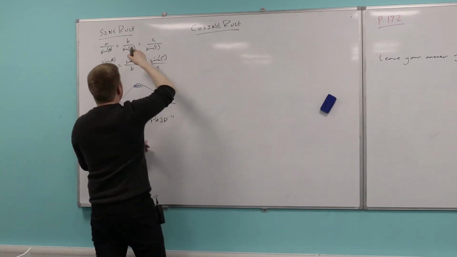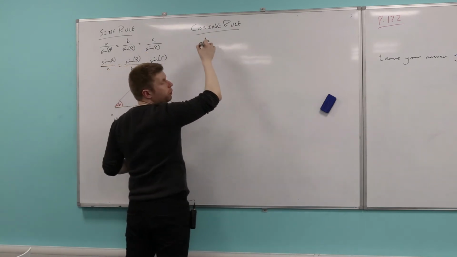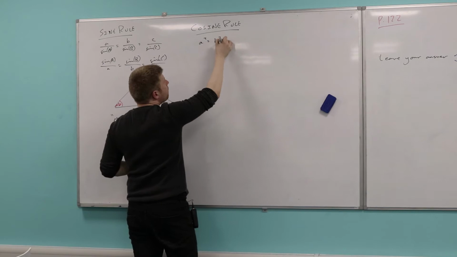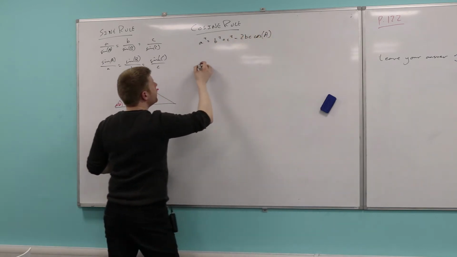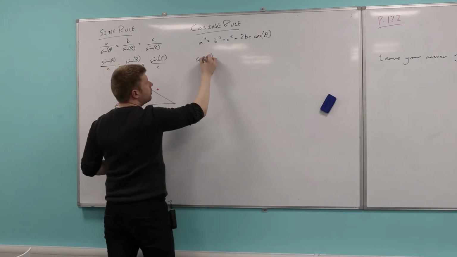Let's have a look. So let's go finding the side first. So what is it? A squared equals? B squared plus C squared minus 2BC times cosine A capital. Perfect. And if I want the angle, so cos of A equals?